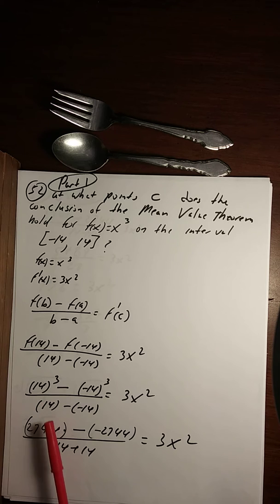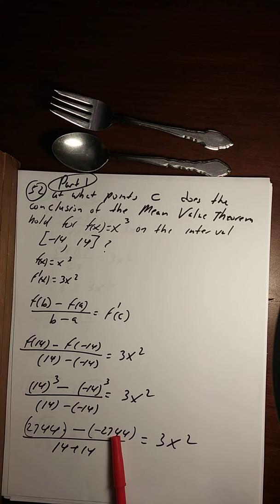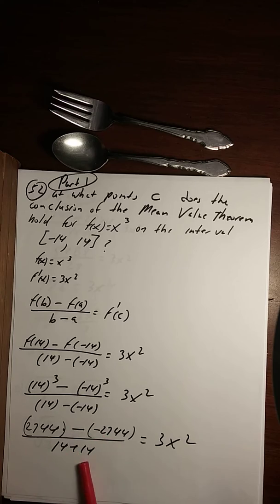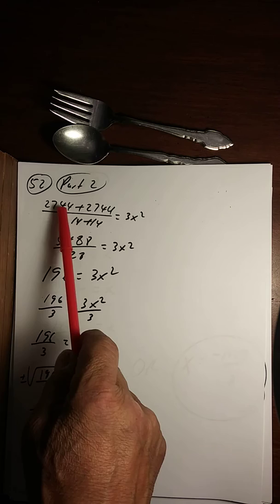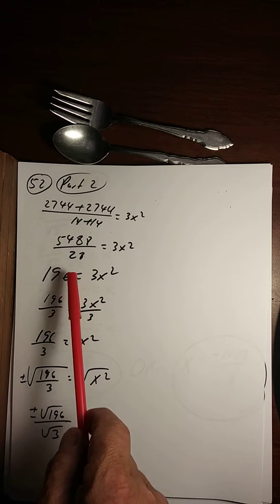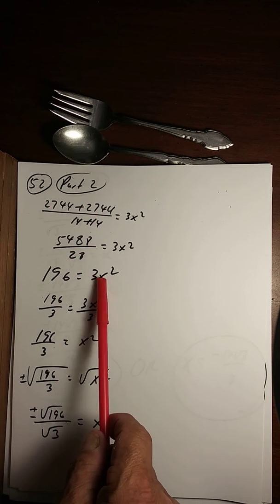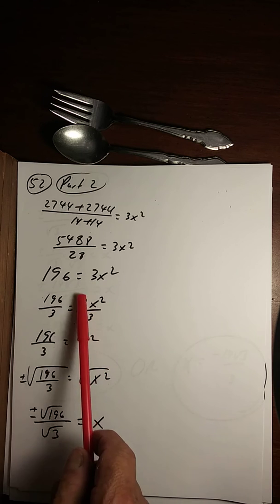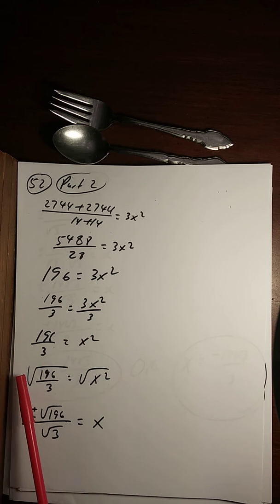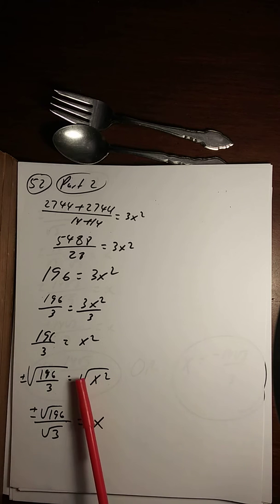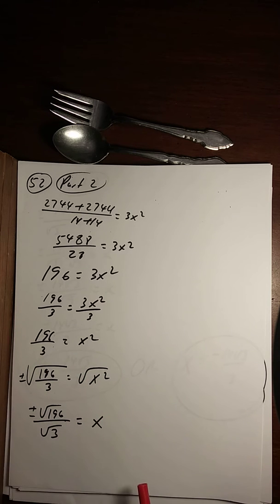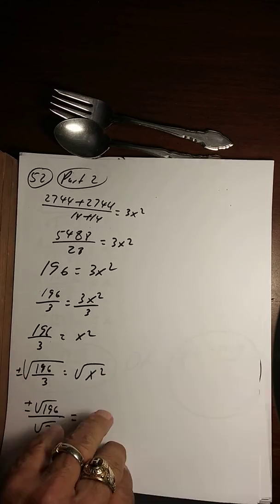So now 14 is this, negative 14 is this. So now we have this number minus this number over this equals that. This number and this number added together over 28, divided, gives 196 equals 3x squared. So now divide by 3. I won't go into that. So take the square root. So plus or minus this number and this number. So now we have x equals this.